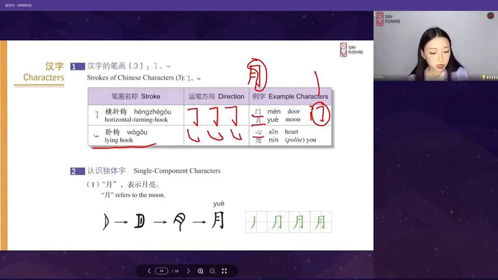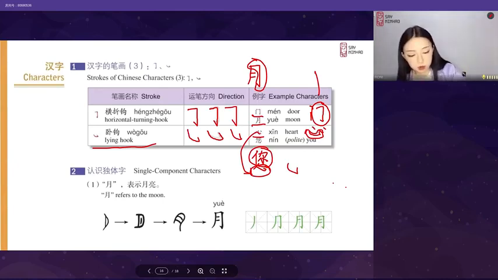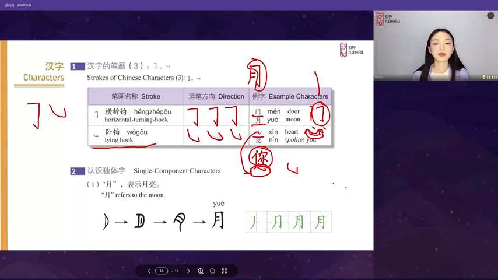So the first example is xin, which means heart. It looks like this. This part is the lying hook. Next is nin, which means you, but it is a polite way to express you. We can see it is a ni, and under ni, there is a xin here, and it is a hook too. These are the two new strokes for the day. One is 横折钩, horizontal turning hook. One is 卧钩, a lying hook.